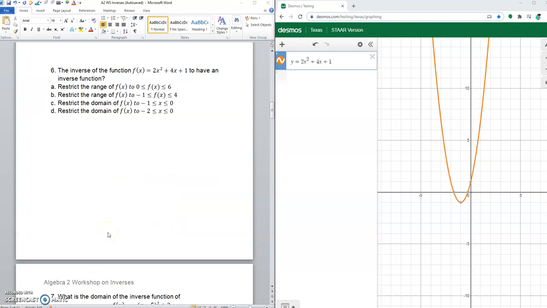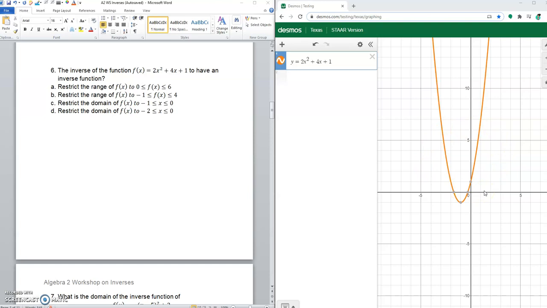Number 6, the inverse of the function f of x equals 2x squared plus 4x plus 1. To have an inverse function, it must be restricted to the following, the range. So when you have a range, you're looking at the y values, which means your eyes should be focusing on bottom to top. It says that it's from 0 to 6. So let's take a look at that. 0 to 6. This chunk of values right here will not pass the horizontal line test. Therefore, it's not A.